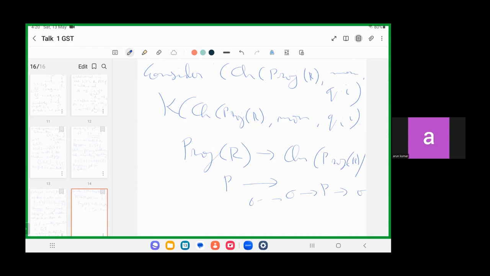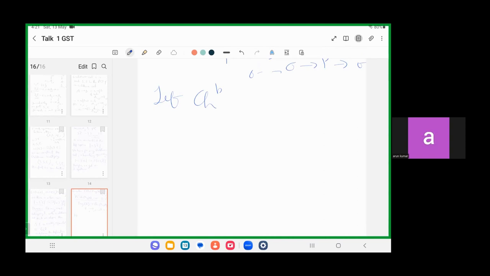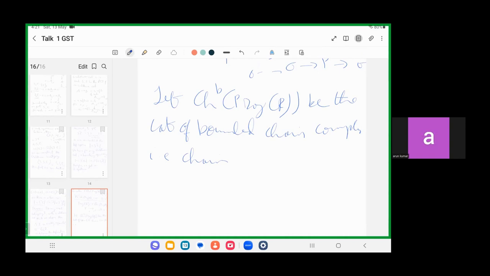And the K-theory of this complex is in general not the same as the K-theory of proj R as an exact category. But if we deal with just bounded chain complexes, so if we let Ch^b(proj R) be the category of bounded chain complexes, meaning chain complexes which are eventually zero at both ends. Usually we can have chain complexes which have infinitely many terms, but bounded chain complexes are those where both the left and right eventually just become zero.